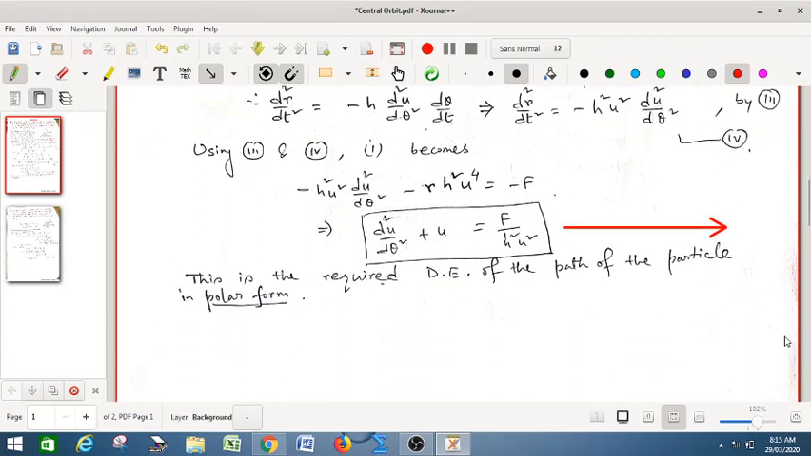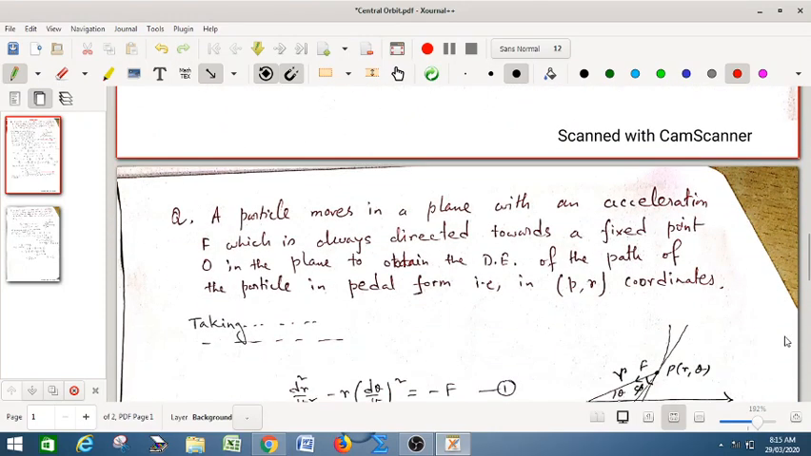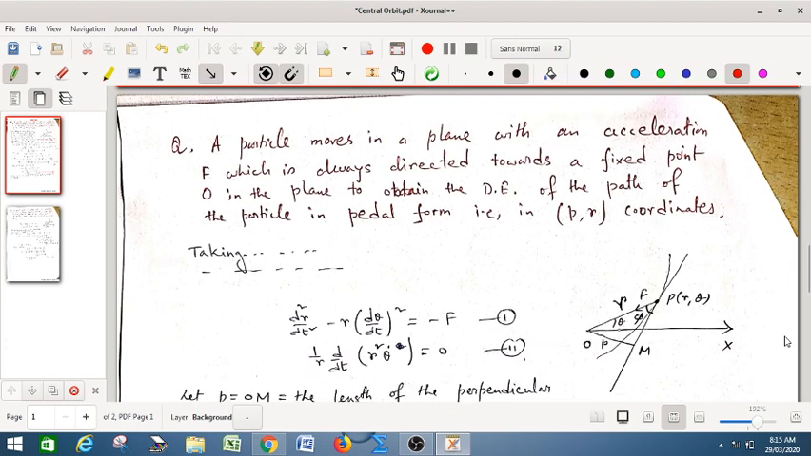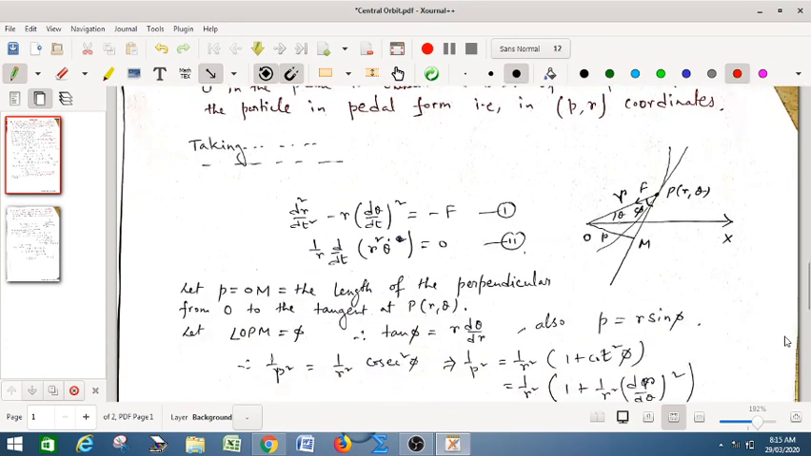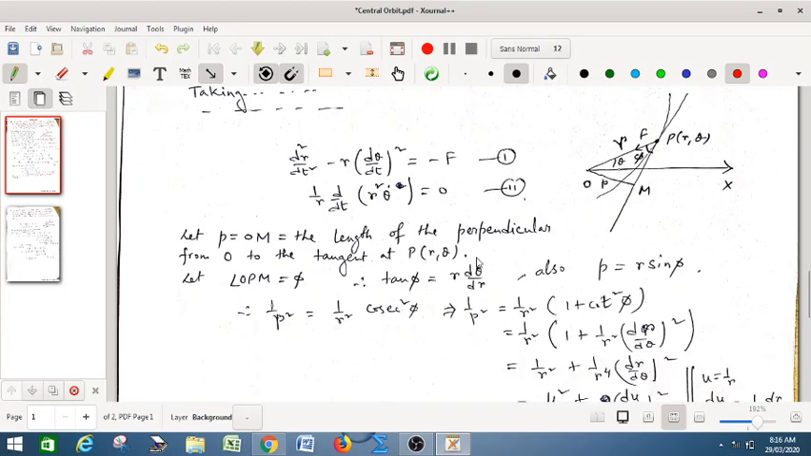Let us now find the differential equation of the particle in Pedal form. What is the Pedal form? We know that Pedal form means p and r. What is p? p is the length of the perpendicular from O on the tangent. So again, as in the previous case, the length of the perpendicular p is OM in this case.